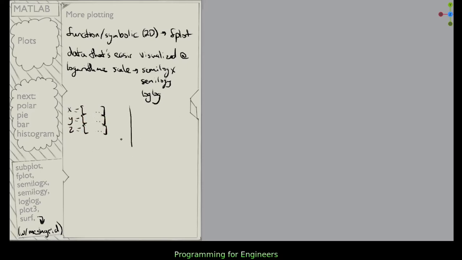Then, if you have a set of vectors with an x, a y, and a z, you can plot on a 3D plot some points x, y, z, similar to a normal plot. This is plot3.